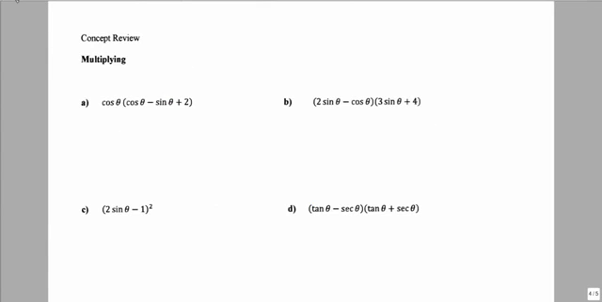Now we want to discuss the idea of multiplying trig functions. So here I have cosine theta, and on the inside of the parentheses we have three terms. We have cosine theta, minus sine theta, and plus 2. So we're going to do what we would have done in algebra. We're going to distribute or multiply the cosine theta function times each of the three terms that are on the inside. So we will distribute.